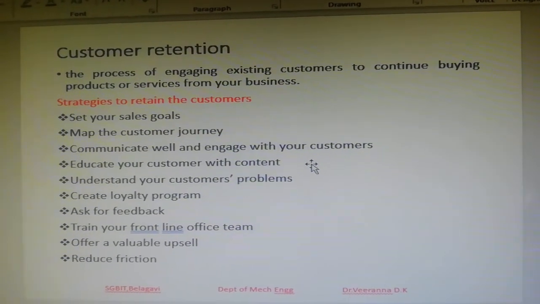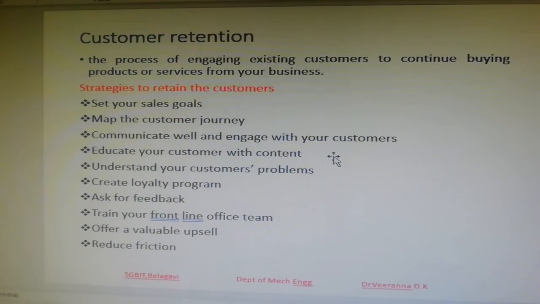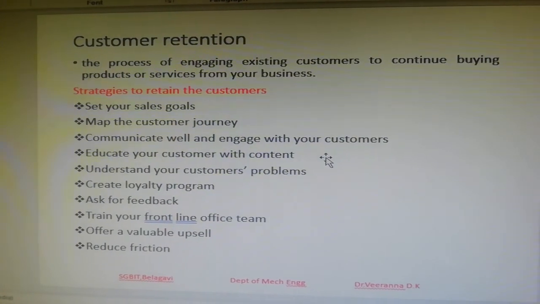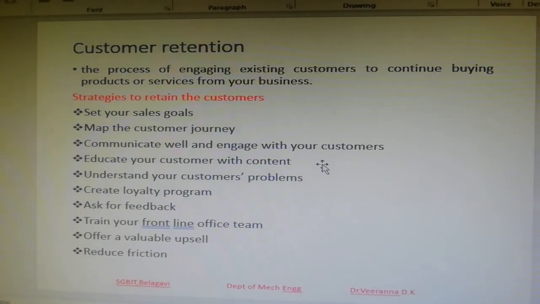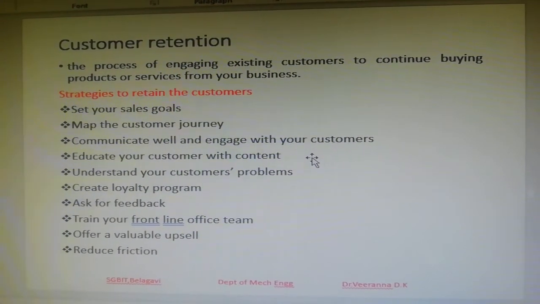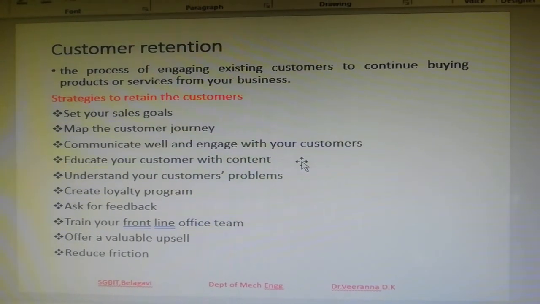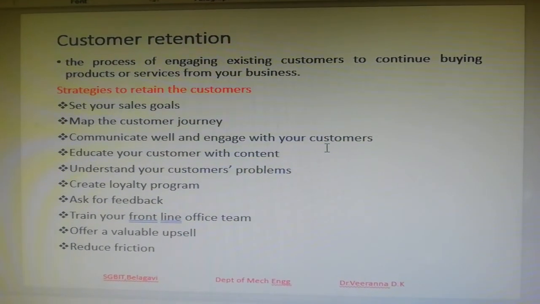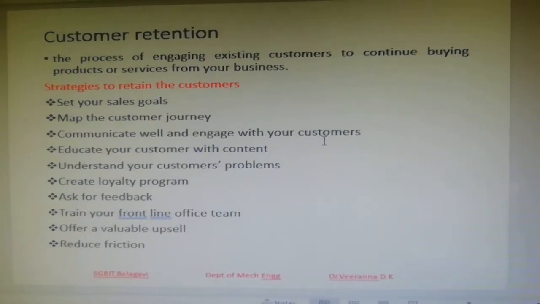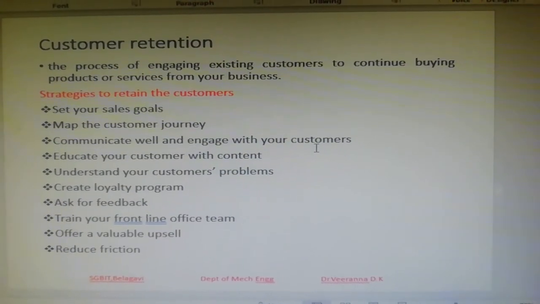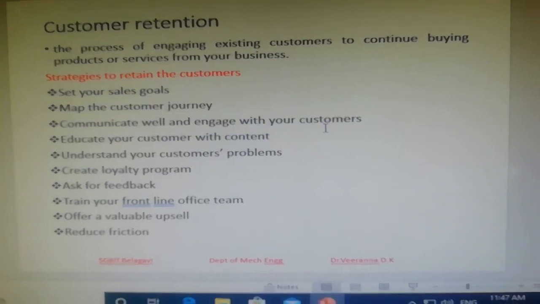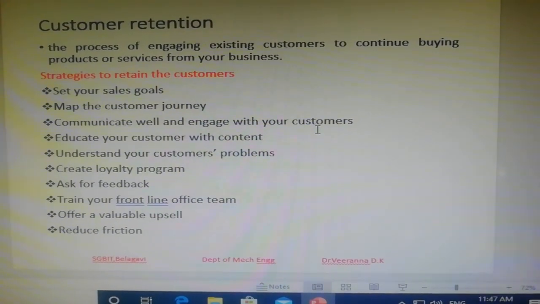At the same time, you should not, at any point of time, create any friction with your customers. That friction should be avoided, or at least it should be reduced or minimized at any point of time. Then by all these methods, you can retain your customers with the organization. This is how customer retention will help you to progress in the market.